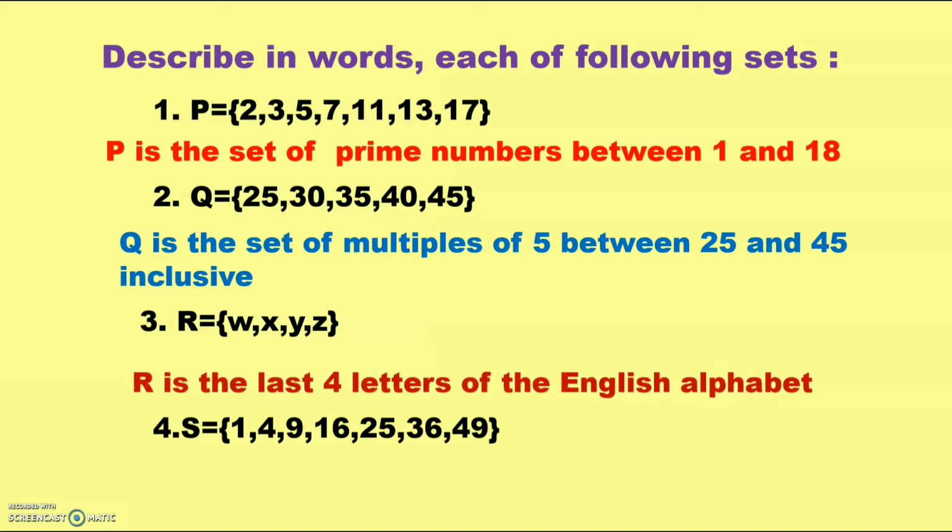Now, R equal W, X, Y, Z, which of course is a set of the last 4 letters of the English alphabet, right? So the set R is a set of the last 4 letters of the English alphabet. Question 4, that one is interesting. 1, 4, 9, 16, 25, 36, 49, those right there are unique. If you notice, 1 is 1 times 1, 4 is 2 times 2. So those are what we call square numbers. So the first 7 square numbers are those.